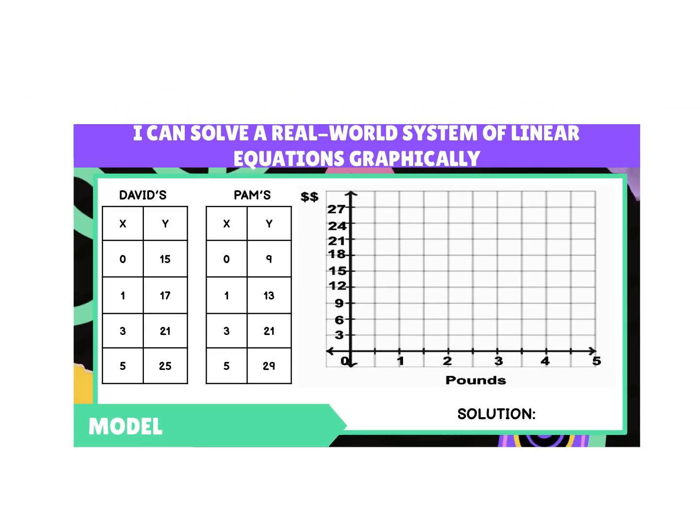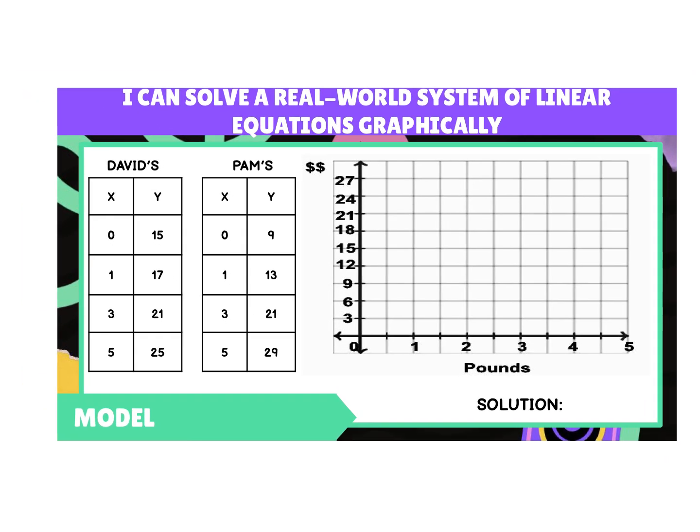So I put my David and Pam on the side, so I'm going to put David in red. So 0, 15, we stay at 0, we go up to 15. 1 comma 17, we slide to 1 up to 17. Now 17 isn't on our graph, but 17 is in between 15 and 18. So we're going to put a dot right there, in between.